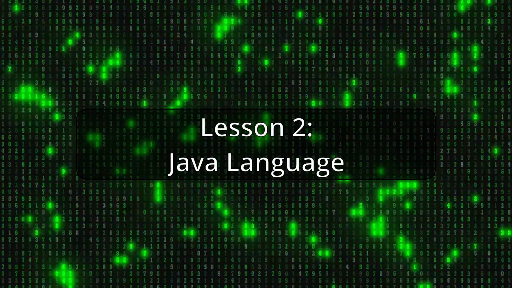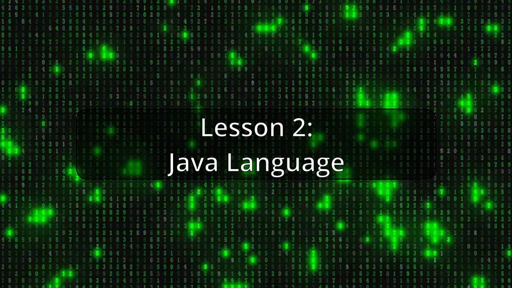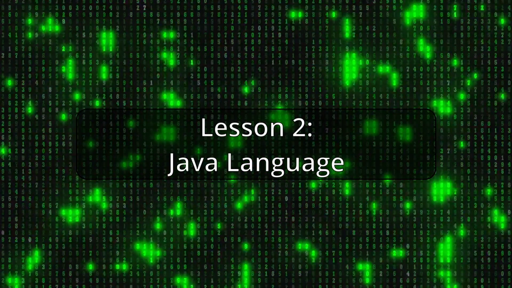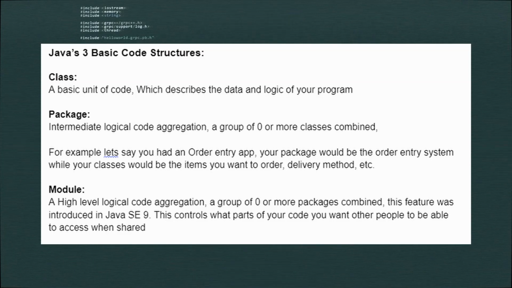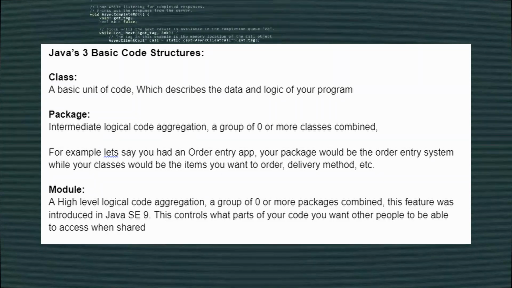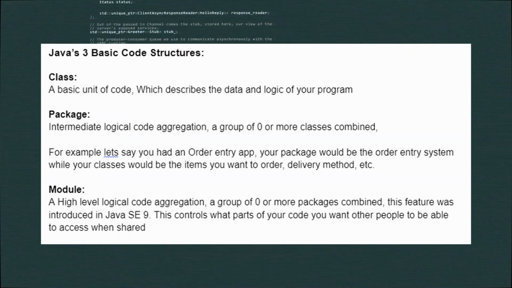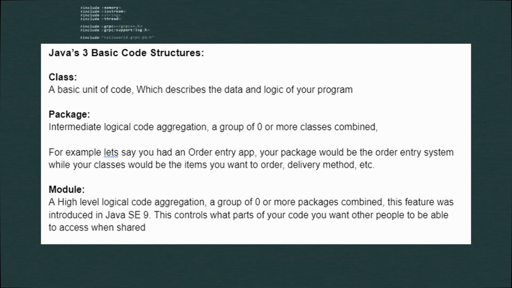Okay, lesson 2, which is Java language. Java has 3 basic code structures. The first one is class, second one is package, and third one is module. A class is a basic unit of code, which describes the data and logic of your program.